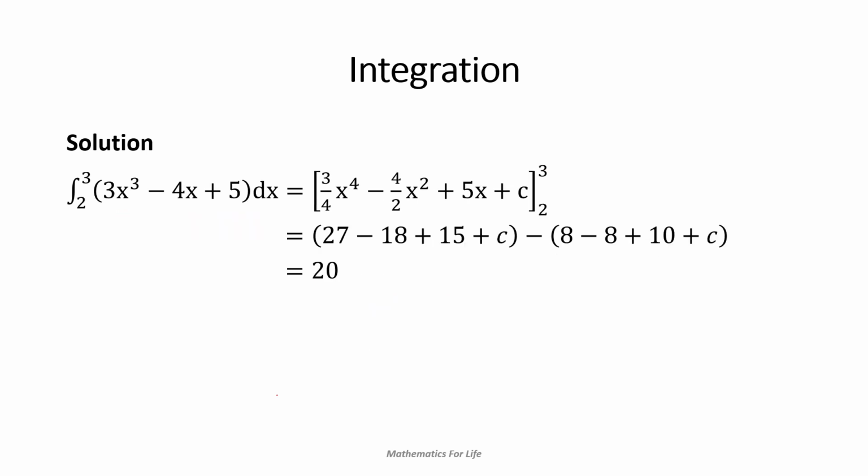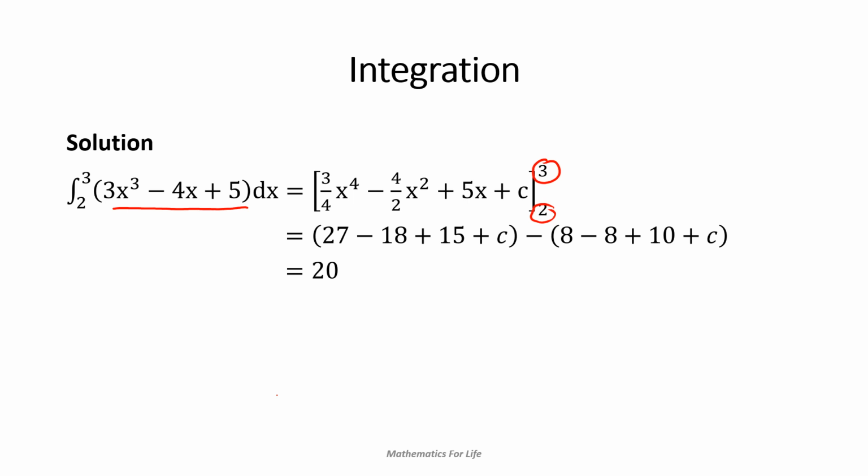The third one will also be evaluated by first integrating what we have in brackets, and that will result in 3/4 x to the power 4 minus 4 over 2 x squared plus 5x plus the arbitrary constant c. And then we indicate our limits as indicated over here. Remember, 2 is the lower limit and 3 is the upper limit.